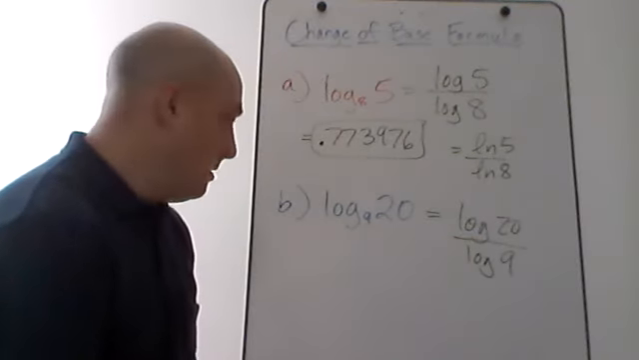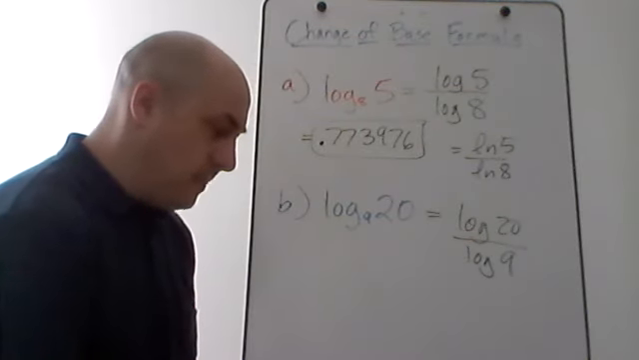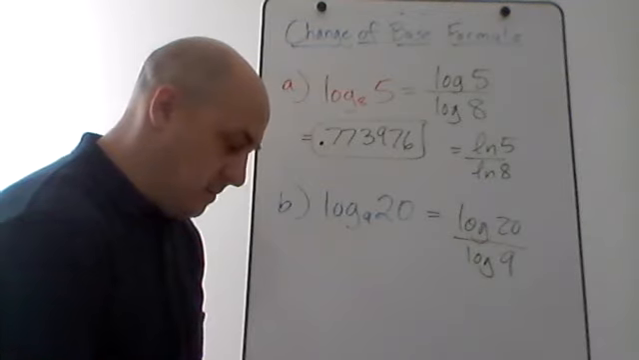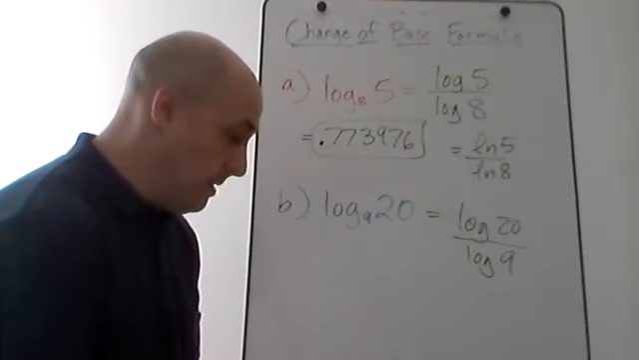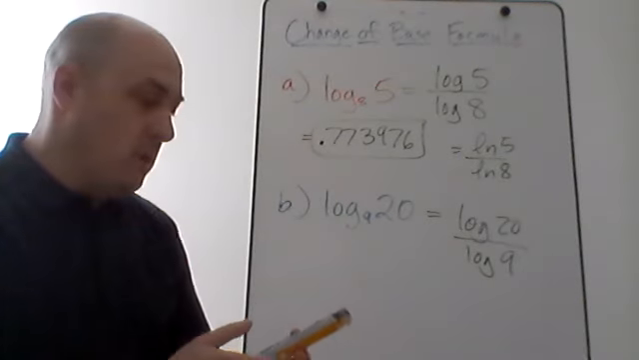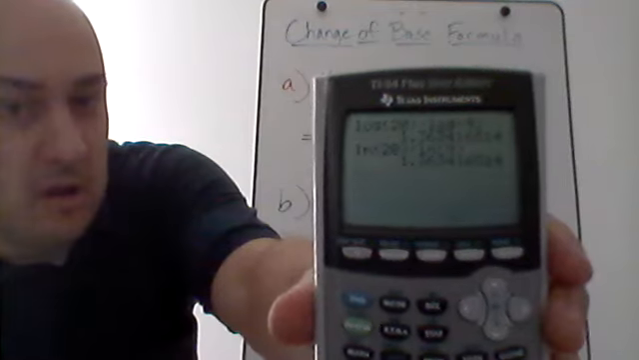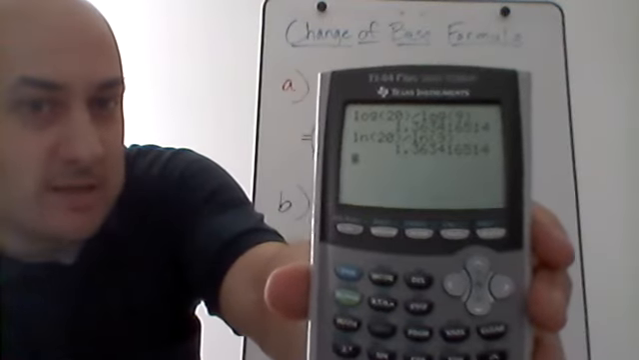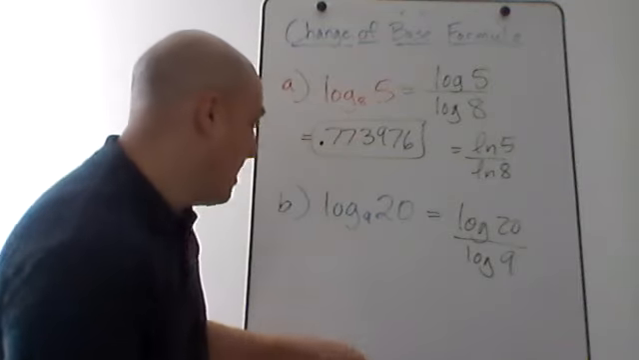So if I do log 20 close parentheses divided by log of 9, that gives me 1.3. I'm trying to type and read a number at the same time. That does not work very well. All right, I get 1.3634, and I did it on my calculator twice, one with the log and one with the natural log. Once again, just to show that it gives us the same number each time.